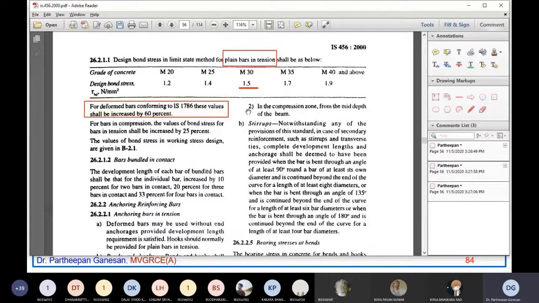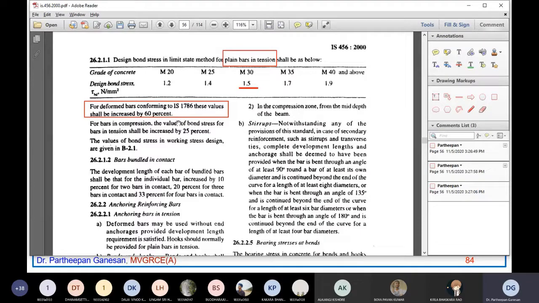How much is it? 2.1, sir. 2.1. So you have to multiply 1.5 by 1.6. For a Fe415 or Fe500 steel, if you want to find the design bond stress, you take whatever value is given in the table multiplied by 1.6. That is for a Fe415 or Fe500 steel.